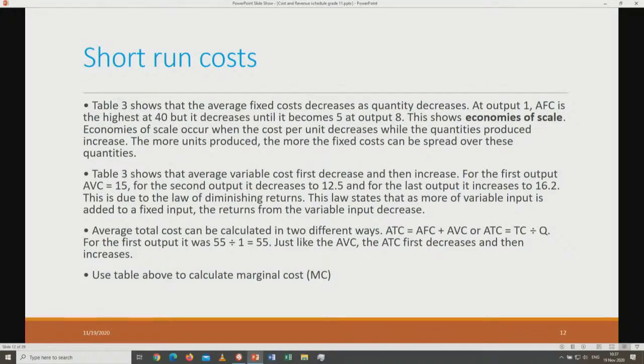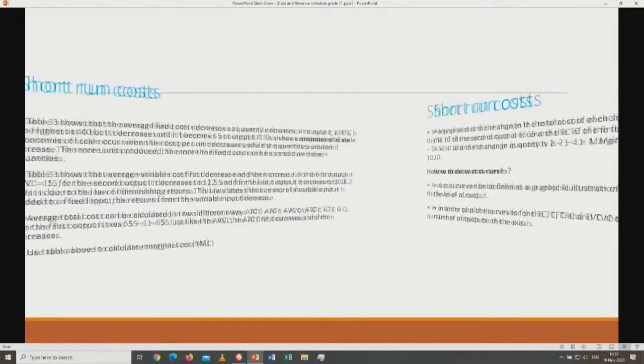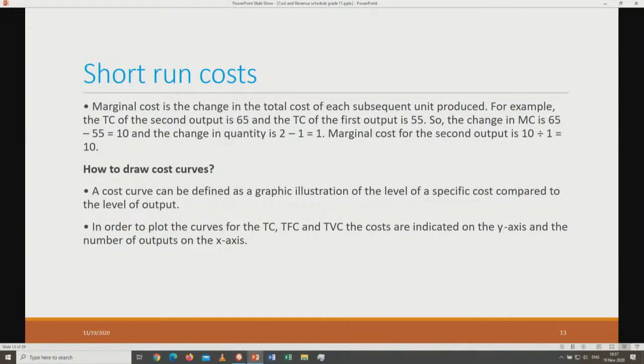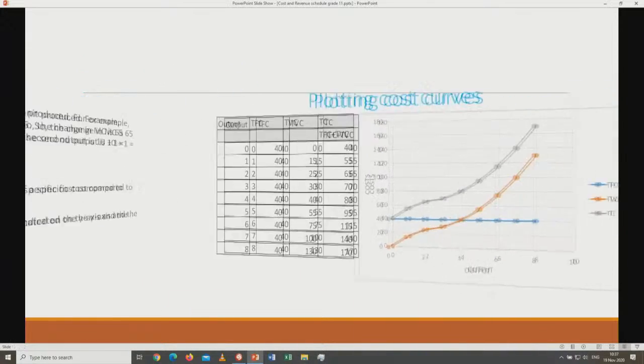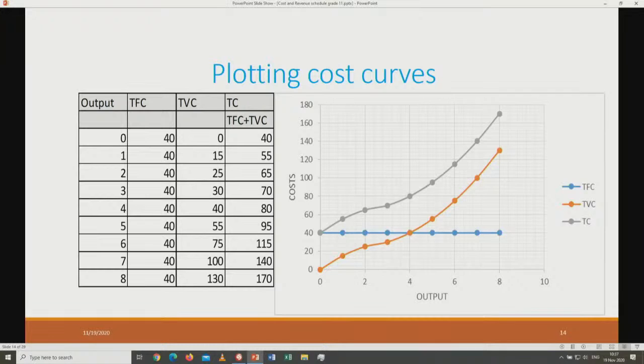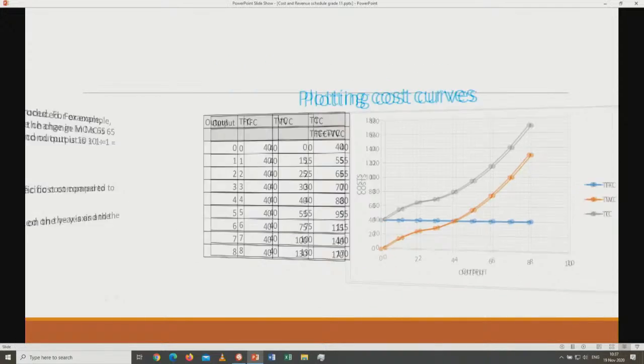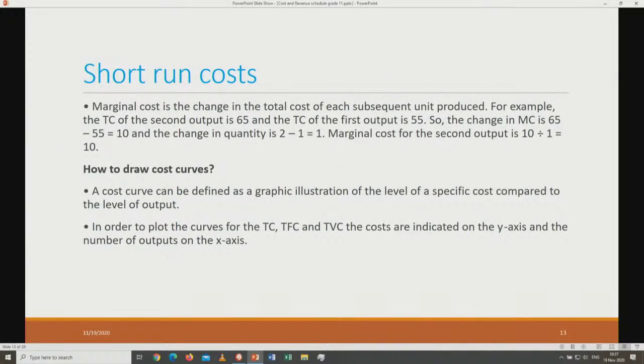Now let's go back to the presentation and look at how to draw the cost curves. Right. Now the cost curve that I want to help you to draw, I'm just going to draw one for you, and then you'll be able to draw the rest. Let's say I'm going to draw 2 of them. I'll start with the total fixed cost.